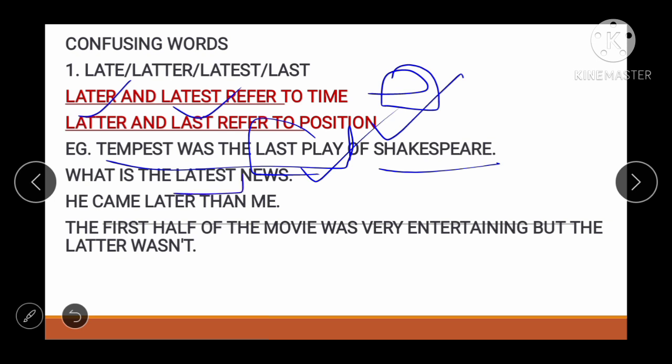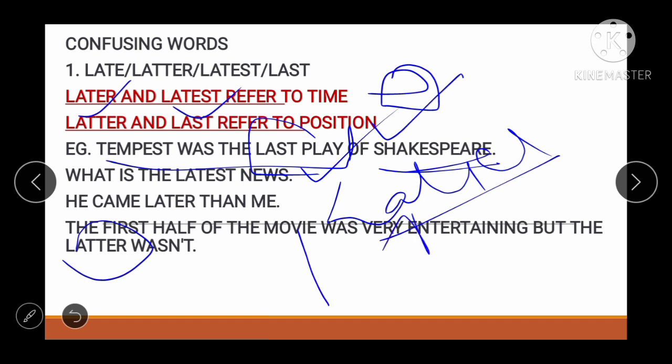Then latest. I told you latest we use in reference to time. So see, what is the latest news? Next one is he came later than me, meaning he came after me, in respect to time. Then: the first half of the movie was very entertaining but the latter wasn't. See friends, the latter with double T is used for the second thing, right? For what comes after the first, we use latter. I hope it's clear. If not, do revise it, it's really important.